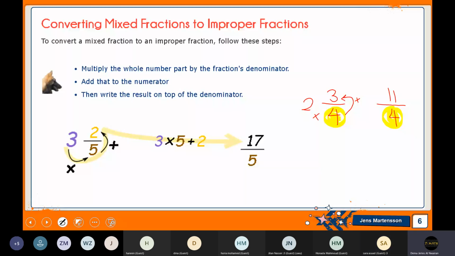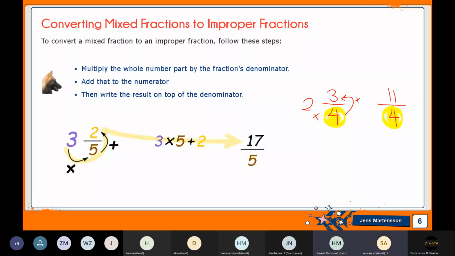This is how to convert the mixed fraction to an improper fraction. You will multiply the whole number by the denominator. The answer, the product, you will add it to the numerator, and you will get this answer, and you will write it up. But the denominator, keep it as it is in the question.